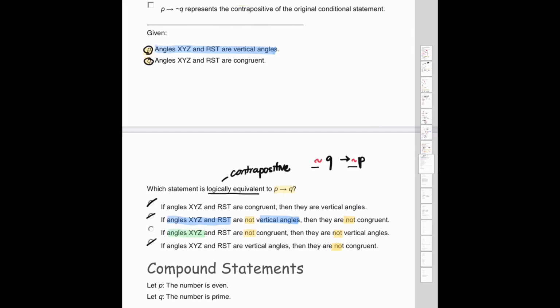If angles XYZ and RST are not congruent, well, that is our Q. So here we got if not Q. Let's double check to make sure that on the second part we get then not P. Then they are not vertical angles. Vertical angles was our P. So in this instance, we have if not Q, then not P, and that is what is logically equivalent to the original conditional statement.